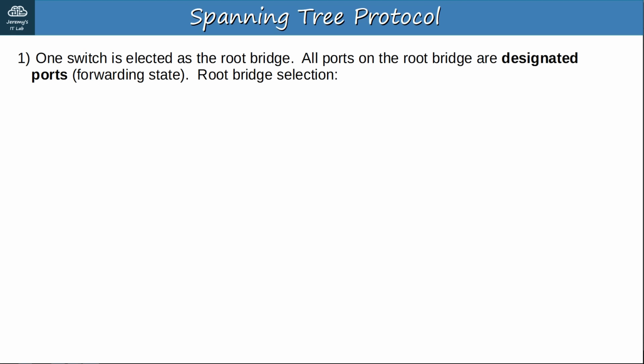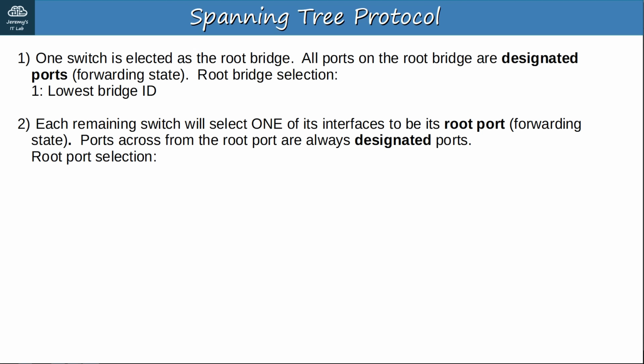Okay, so I've updated our Spanning Tree summary here. First, one switch is elected as the root bridge. All ports on the root bridge are designated ports. There is only one step in selecting the root bridge. That is, the switch with the lowest bridge ID. Next, each remaining switch will select one of its interfaces to be its root port, which is also in a forwarding state. Ports across from, ports connected to, the root port are always designated ports.